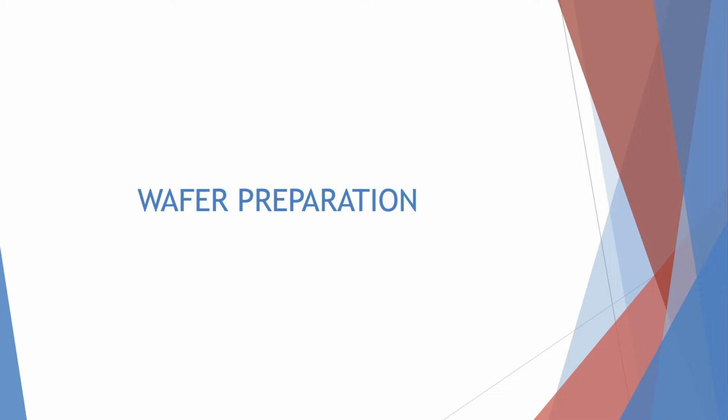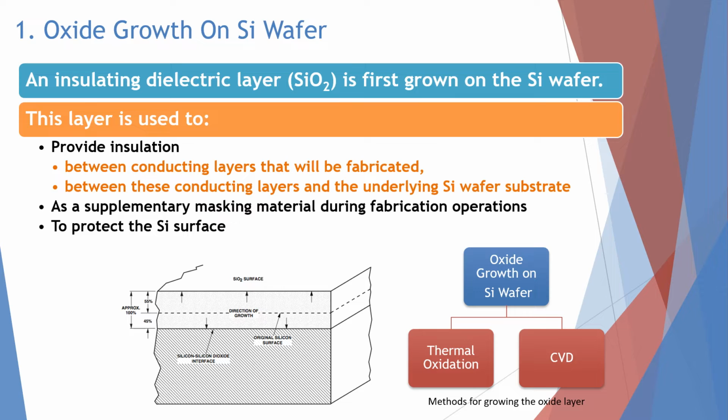Before the wafer is going to be printed with the circuit, the wafer must go through some preparation also. The first process for the preparation of the Si wafer will be oxide growth on the wafer. This will act as the insulating dielectric layer, which is the silica, on the Si wafer.